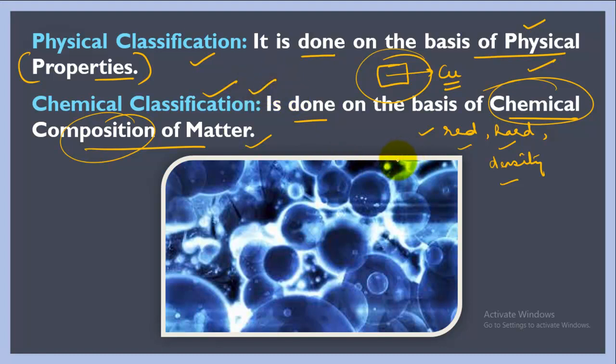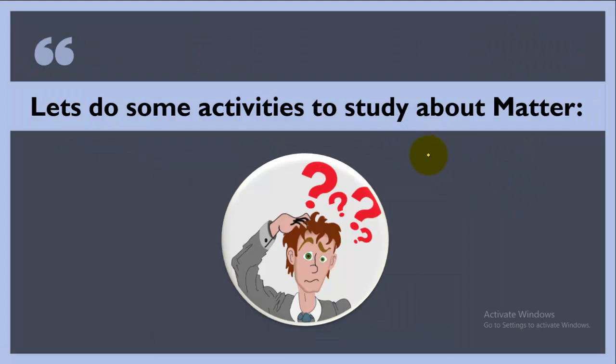So I think you got it. We can classify matter on the basis of physical classification, in which we focus just on the physical properties of the matter. And second is the chemical classification, in which we focus on what the constituents of that particular matter are. So now let us do a few activities to learn more about matter.